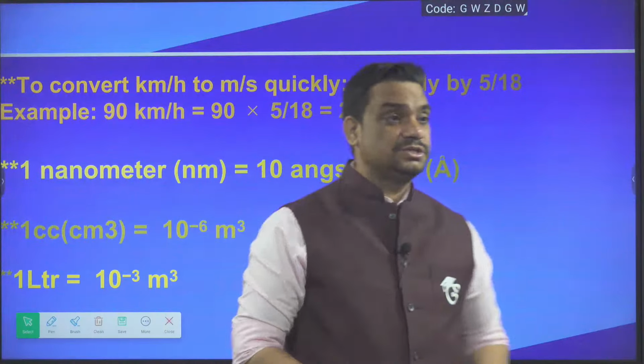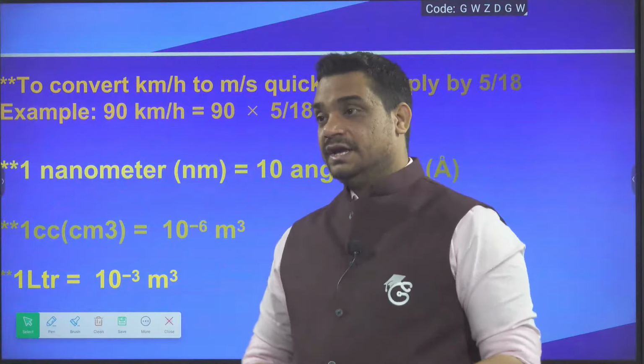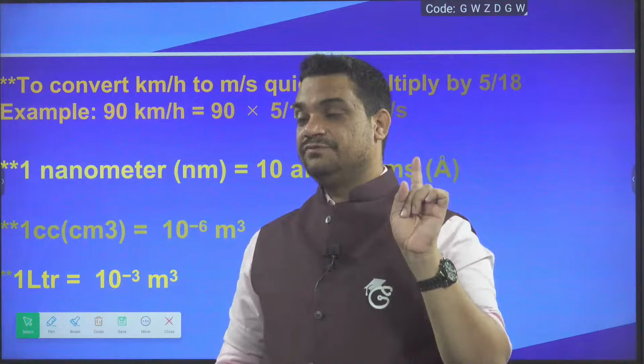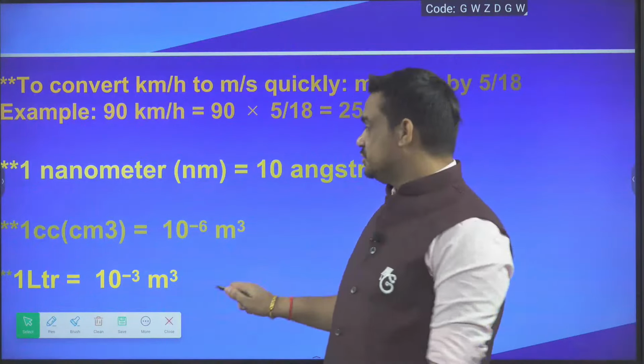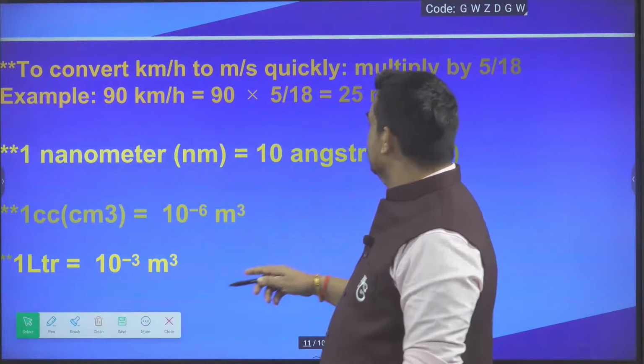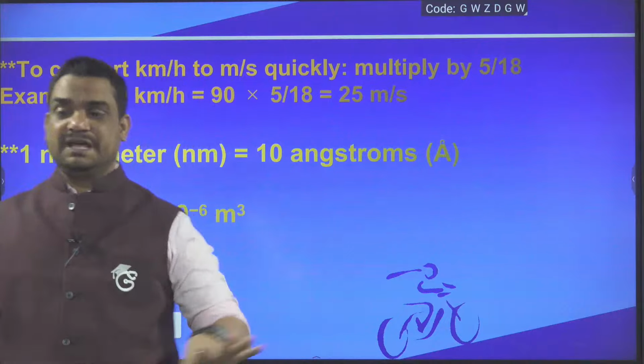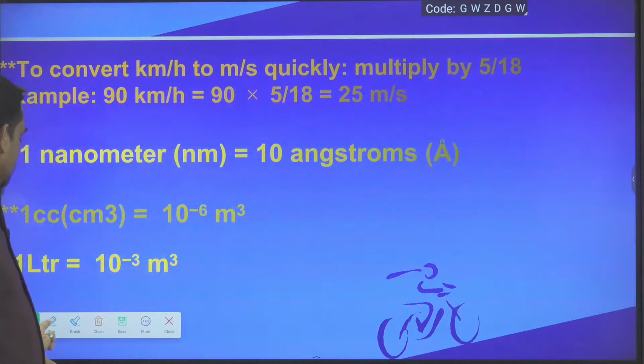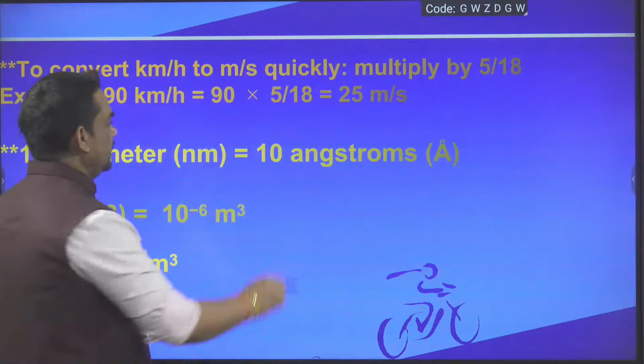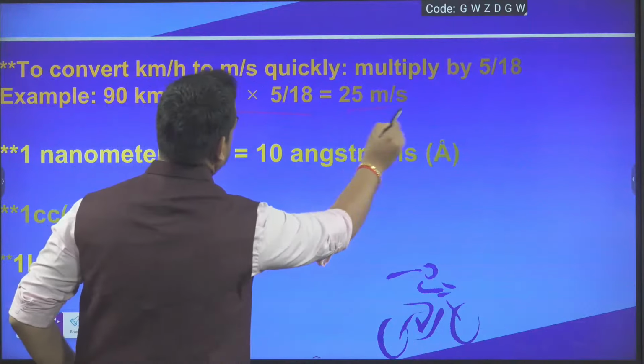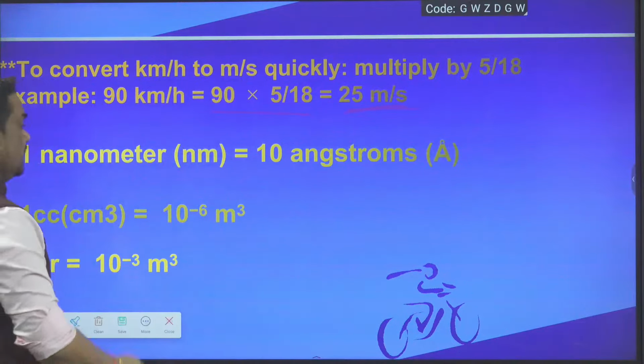These are some things where you make mistakes all the time. If you have to convert kilometer per hour into meter per second, like in kinematics, you can directly multiply by 5 by 18. For example, 90 kilometer per hour: 90 into 5 by 18 becomes 25 meter per second.